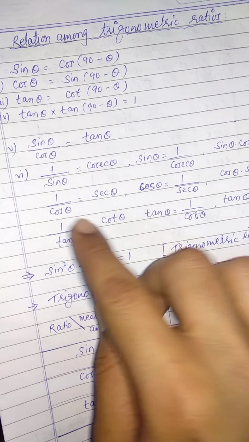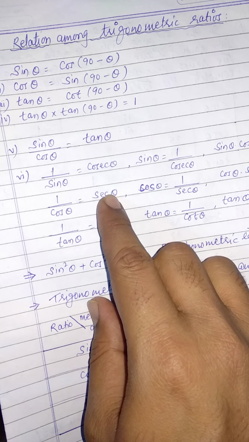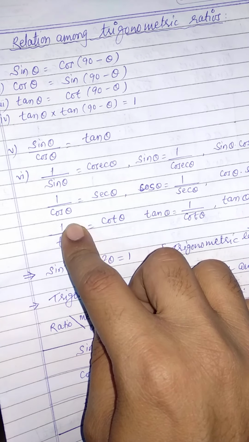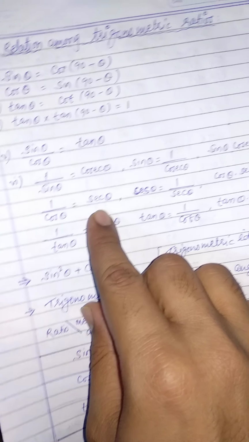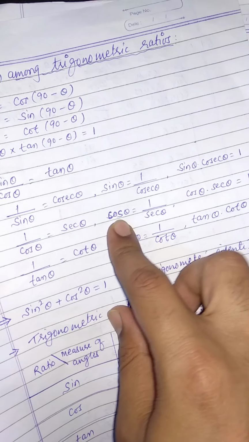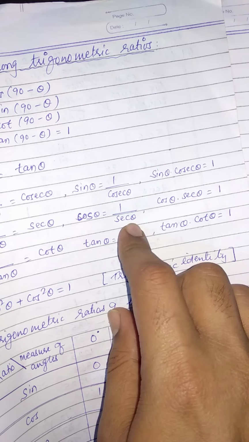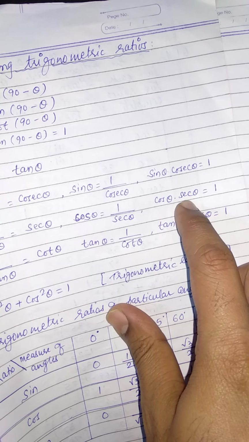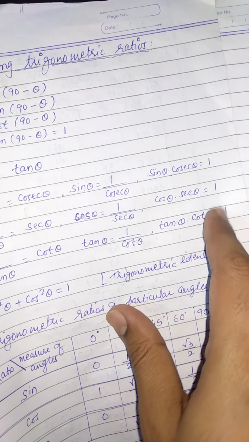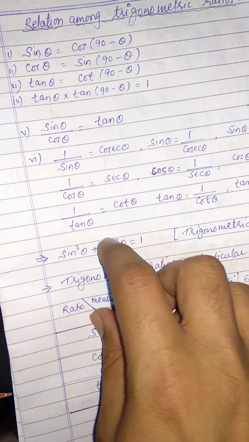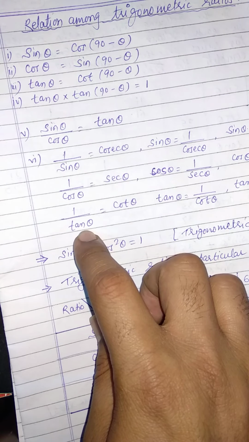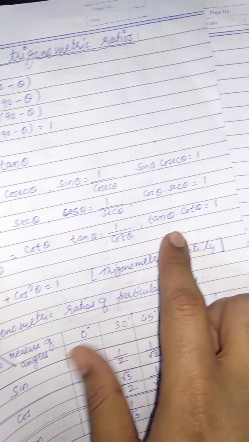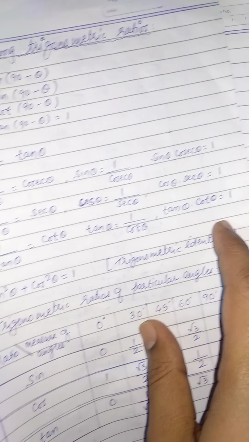Similarly, cos theta and sec theta, they are reciprocal of each other. So 1 upon cos theta is sec theta, or I can also write it as cos theta is 1 upon sec theta. If I multiply sec theta here, I will get cos theta multiplied by sec theta as 1. And the third set of formula that we will see here is 1 upon tan theta is cot theta. So tan and cot are reciprocal of each other. So their product is going to be 1.